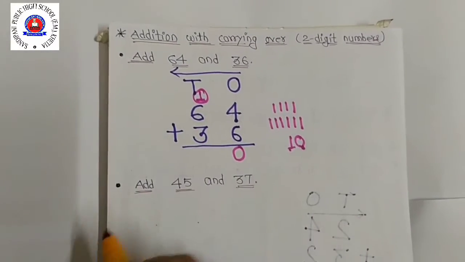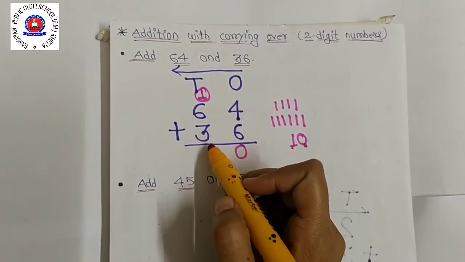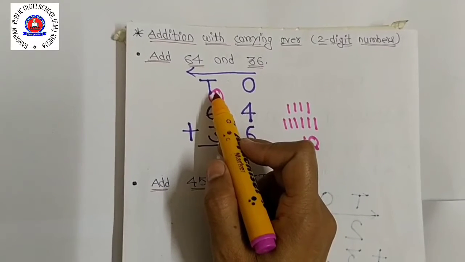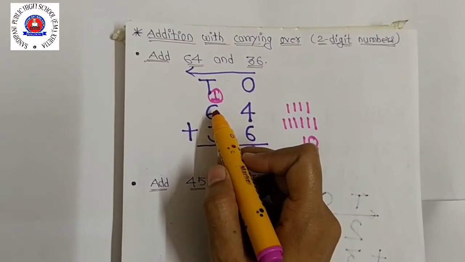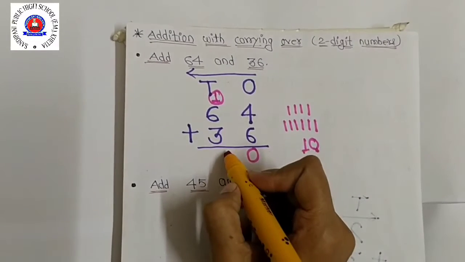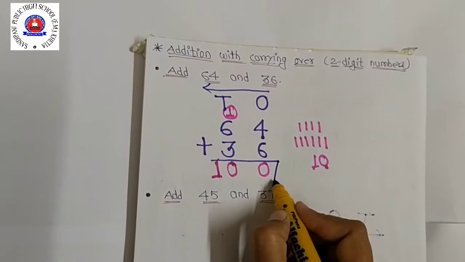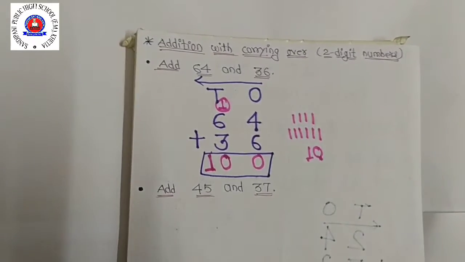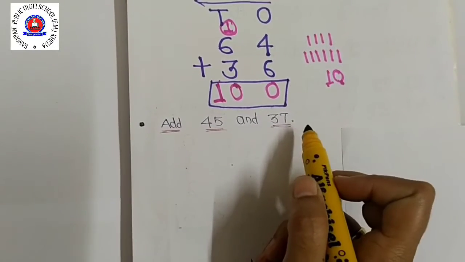Okay. So now the second step is what? Add the digits in the tens column. Now you have to add the tens column digits. What do we have to add? 1. So first of all, this 1 that is written as the carry over, you have to add it. So 1 plus 6, 7. 7 plus 3 is what? 10. So write here 10. So now close this. Clear this one? Now the next one, 45 and 37.